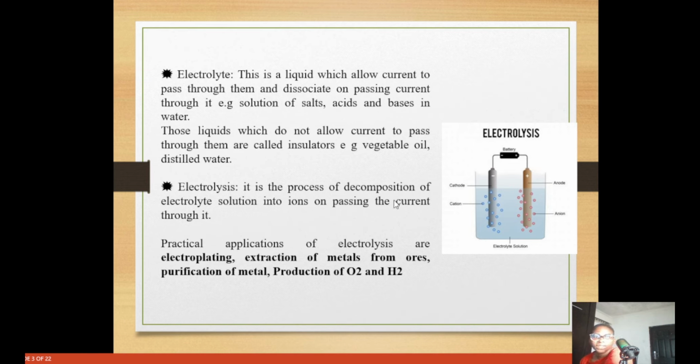Electrolysis is the process of decomposition of electrolyte solution into ions on passing the current through it. Practical applications of electrolysis are electroplating, extraction of metals from their ores, purification of metal, and production of O2 and H2.